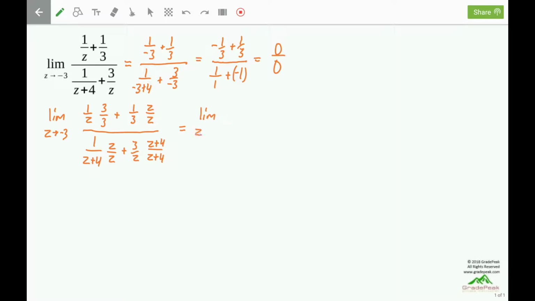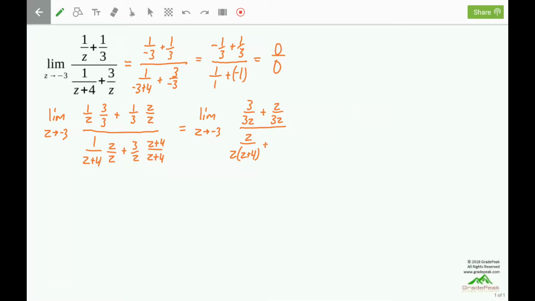This will give us limit as z goes to -3. In the numerator, multiplying those fractions, 3 times 1 is a 3, 3 times z is a 3z, plus 1 times z, which is a z, over 3 times z, which is a 3z, divided by, in the denominator, 1 times z is a z, and then z times (z plus 4) we will just keep as z times (z plus 4). It's best to keep it factored out.